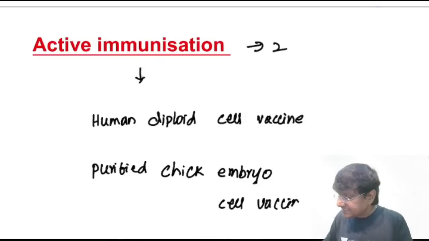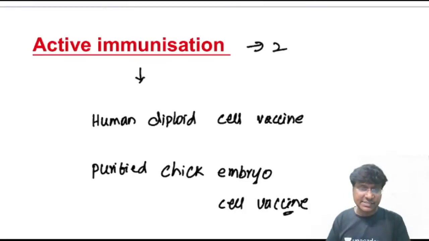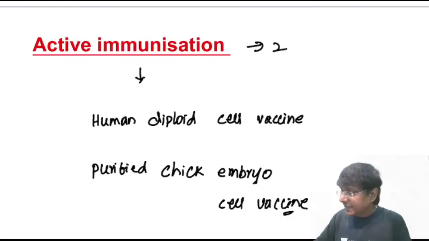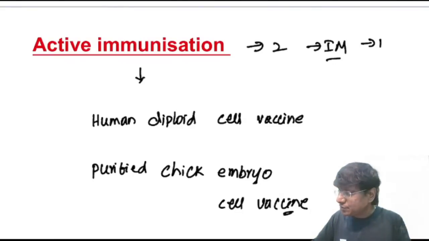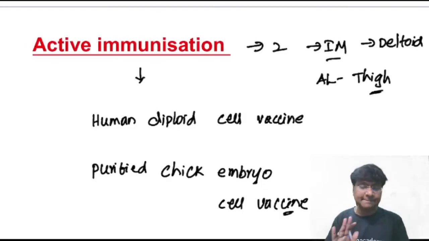Okay, so these are the two important vaccines. Now, where do these vaccines have to be administered? They have to be administered intramuscularly, either over the deltoid or over the anterolateral aspect of the thigh, right? Anterolateral aspect of the thigh.